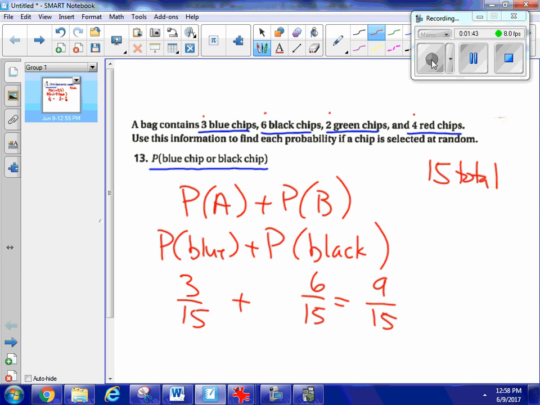Let's put an equal sign over here. And I can simplify that to what? 3 over 5, is that right? Yep. And that is a 0.60 probability. So, not too tough, mutually exclusive. All I need to do is add them together.